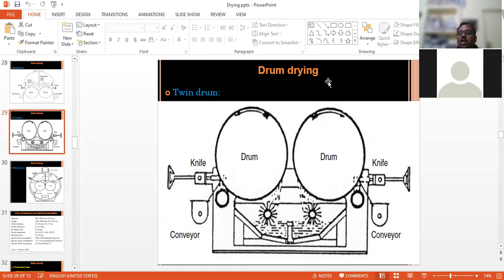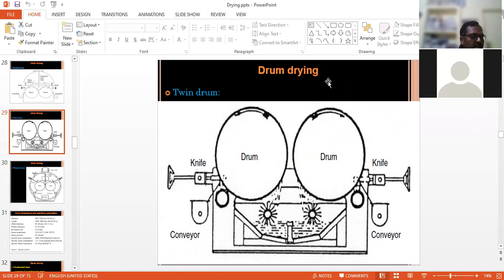So for drum drying, the material of the drum may be steel, alloy steel, stainless steel, cast iron, chrome or nickel plated steel. It can be anything, but generally we prefer stainless steel because it does not allow rusting, it is easy to clean, and there is less contamination. That is why we use stainless steel. Earlier there was cast iron, alloys of steel, and nickel or chrome plated steel.